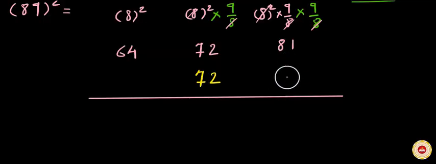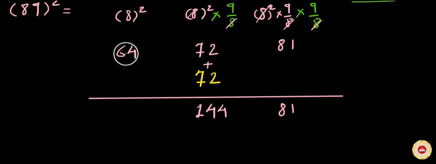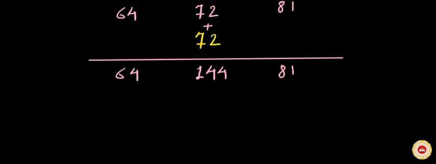So 81 plus, there's nothing here, so write 81 as it is. 72 plus 72, that means 144. 64 plus, nothing here, so write 64 as it is. Now what is the next step? The next step is to balance this answer to get the final answer. How to balance? Balancing the answer means passing extra digits if we have them in these three parts. So do we have an extra digit in the right part? Yes, 8 is an extra digit.